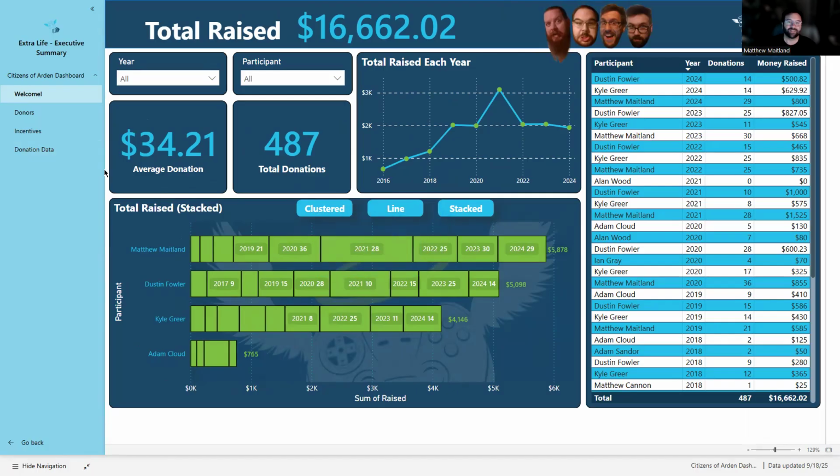So this was great looking at how much each participant has done. However, we're just facilitating this. The people who are really making a difference in these kids' lives are all of our donors. So let's go to our next page, which celebrates them.